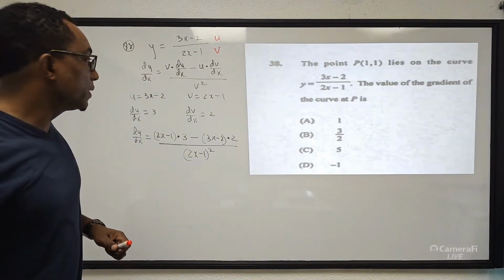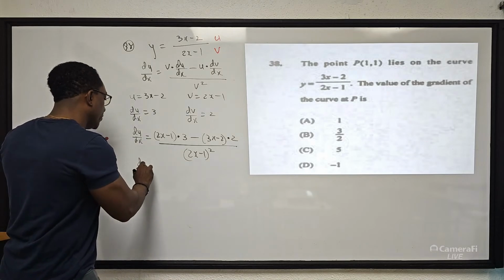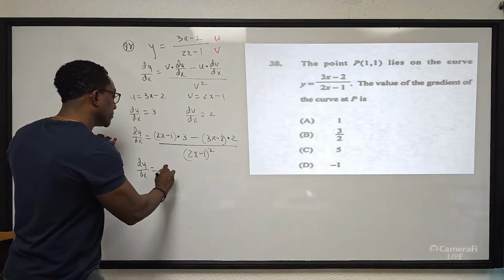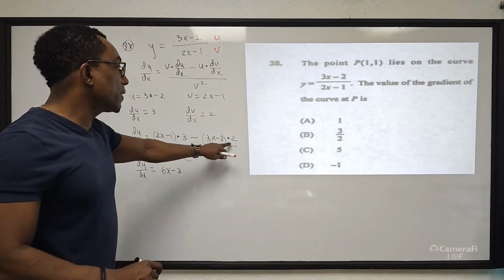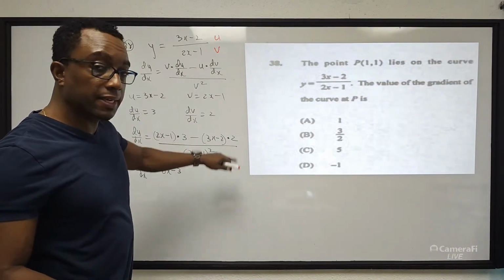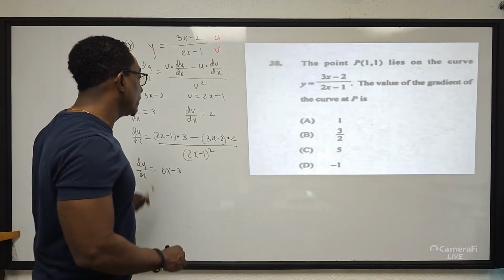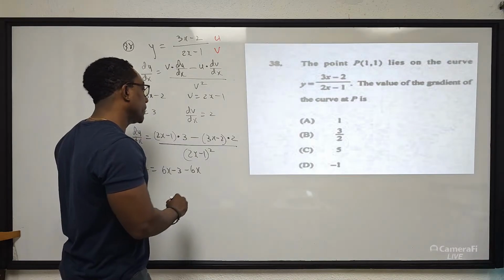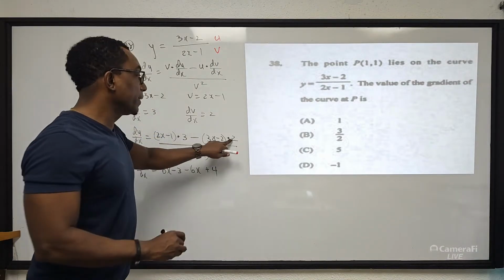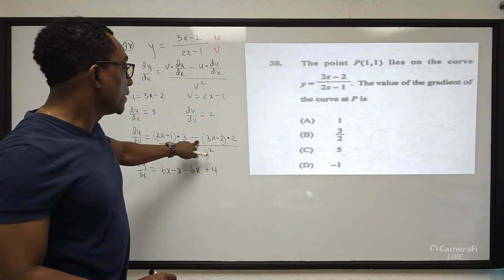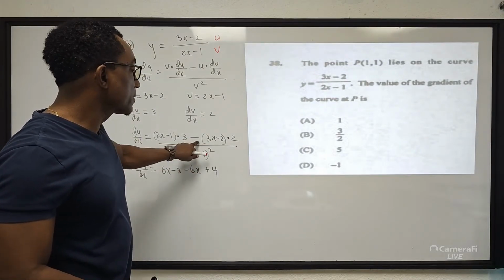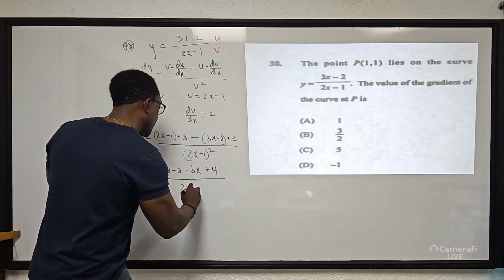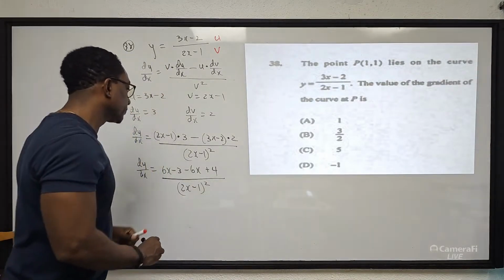So what are we going to do? This will be dy over dx. I'm going to multiply 3 by everything inside here. I'm going to get 6x minus 3. And here I'm multiplying negative 2 by everything inside. So negative 2 by 3x is negative 6x. Negative 2 by negative 2 is plus 4, all over (2x minus 1) all squared.